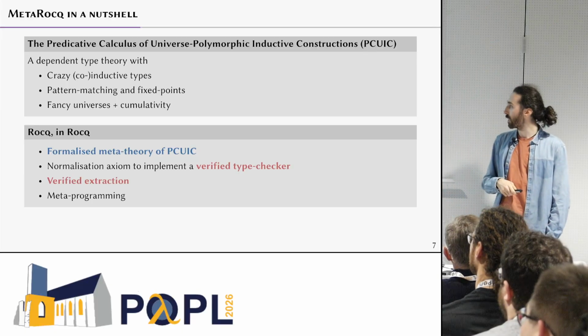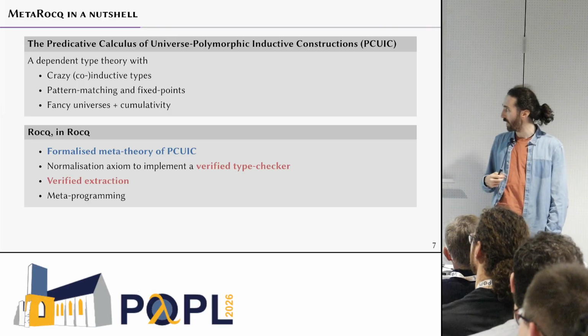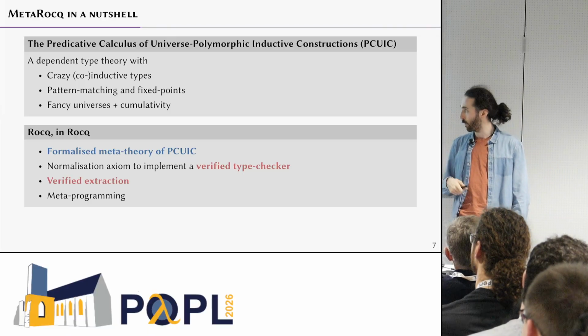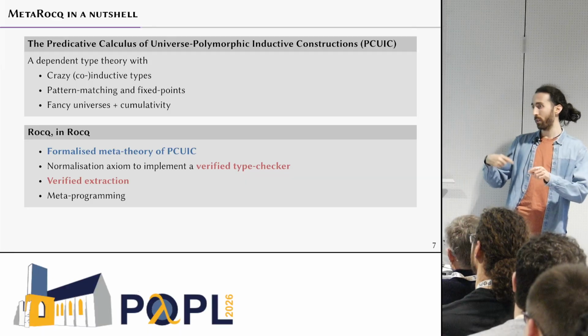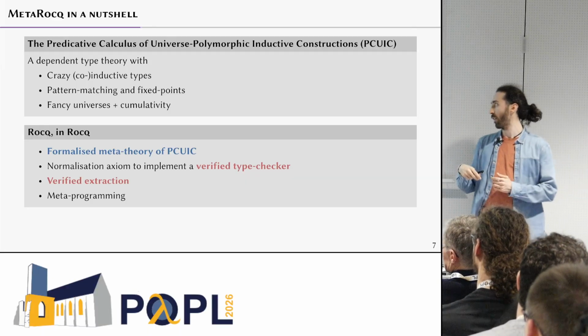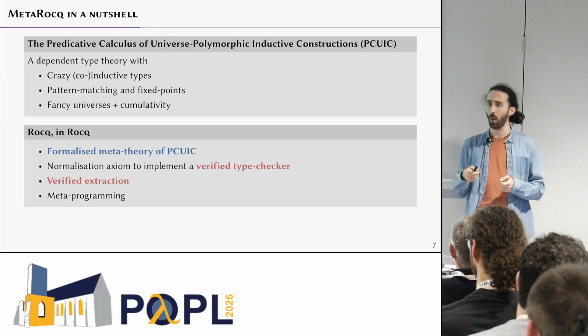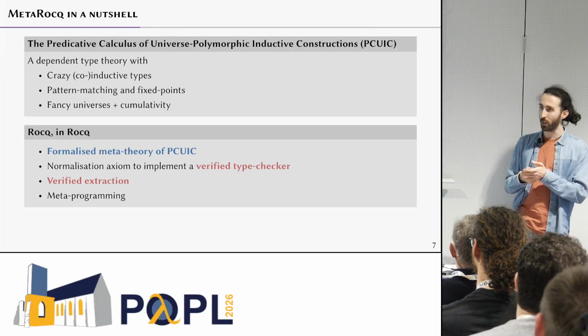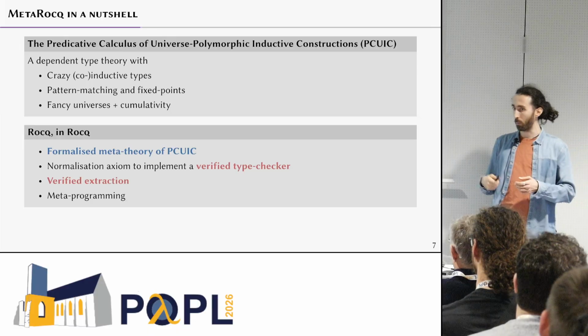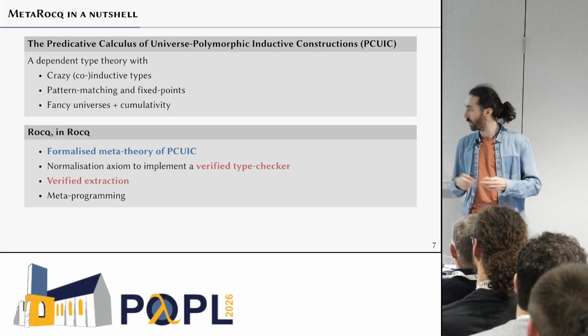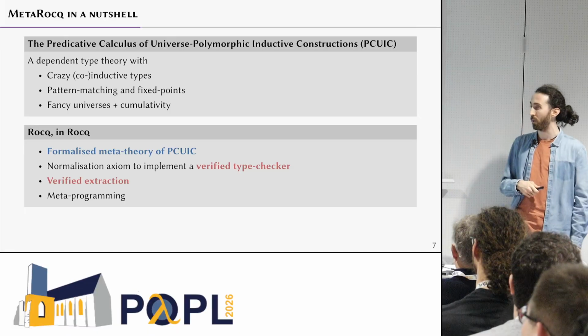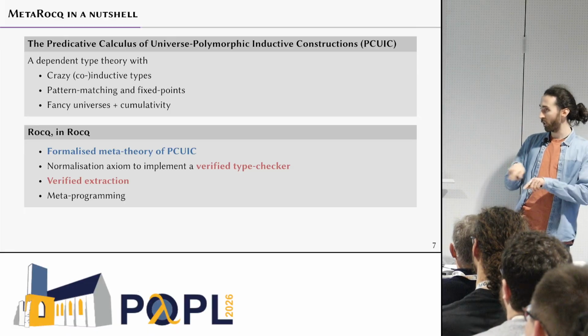And then there's also this whole verified extraction pipeline, mostly done by Yannick Forster. The first half goes to an intermediate language called Lambda Box, which does basically a proof erasure, because proofs are irrelevant, they're not computationally interesting, so we can erase them all and make evaluation much faster. And then there's a bunch of backends.